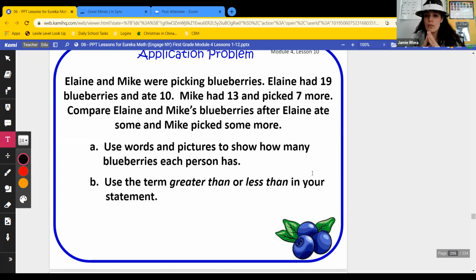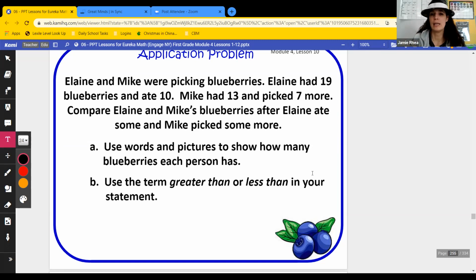So there's a lot that we have to do in order to solve this problem today. Not only do we need to use words and pictures to see how many each person ate, we also have to write a statement saying greater than or less than, okay? So it wants us to compare Elaine and Mike's blueberries after Elaine ate some and Mike picked some. So the first thing we need to do is look for our clues to find out how many Mike and Elaine had to begin with, and then how many she ate and how many he picked. So let's go back and look.